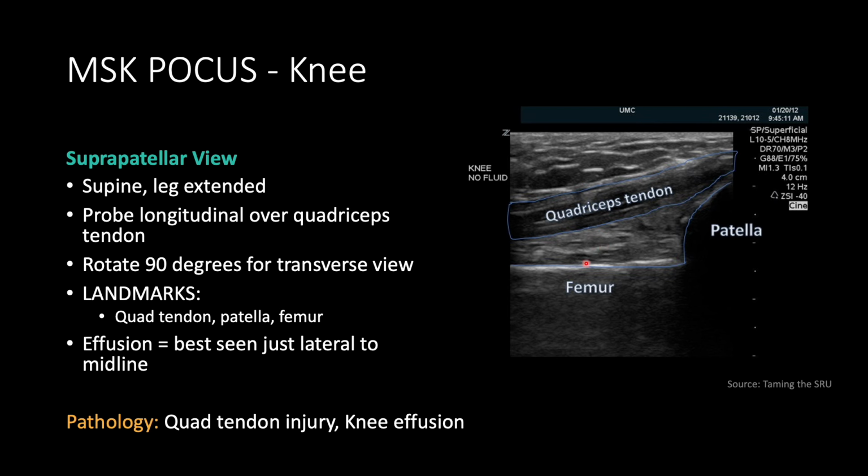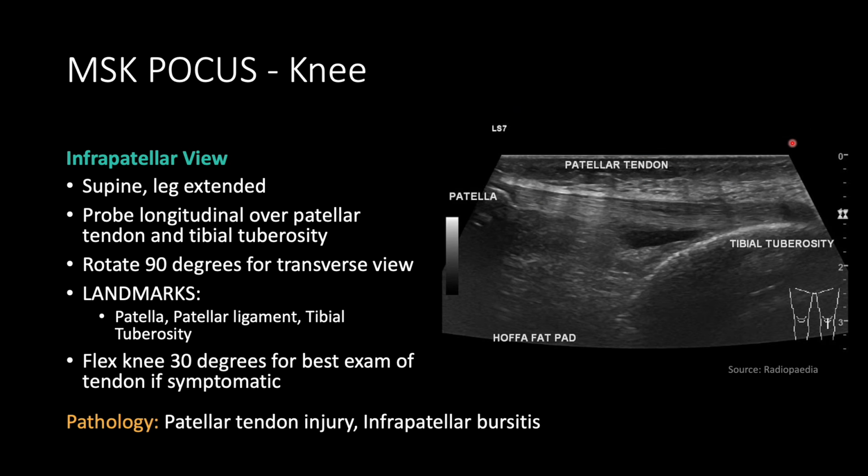Now, I mentioned the effusion is usually seen best just laterally to the midline, and that's because sometimes the quadriceps tendon will block it. So that's just one key thing that I've picked up on.